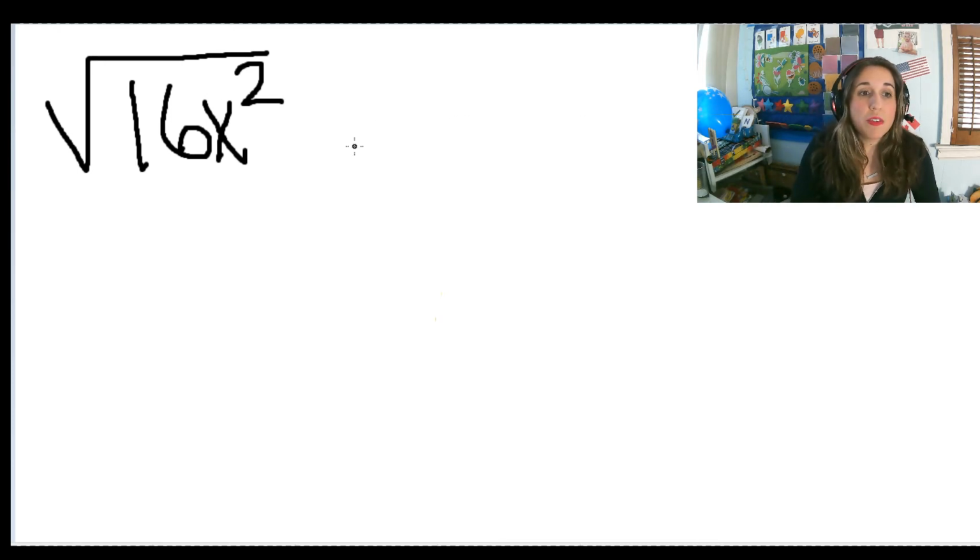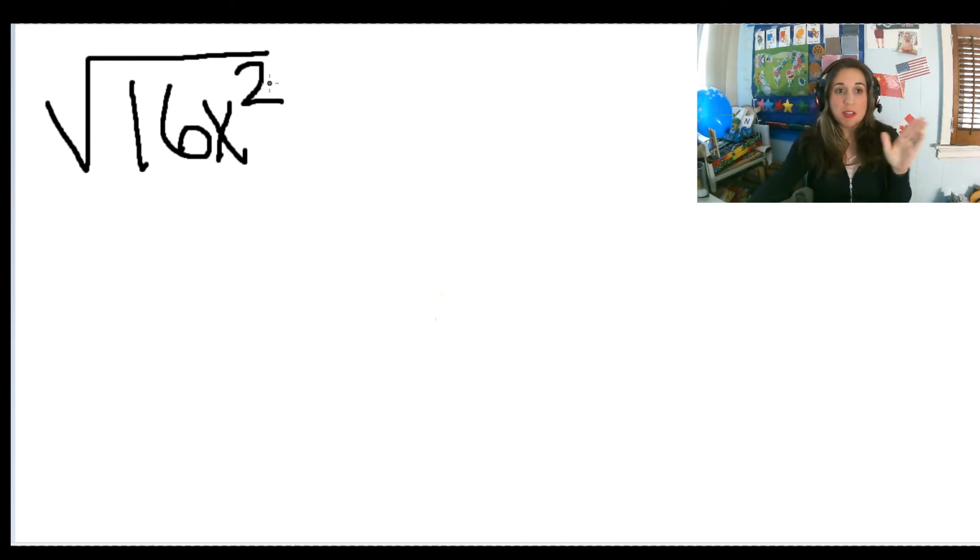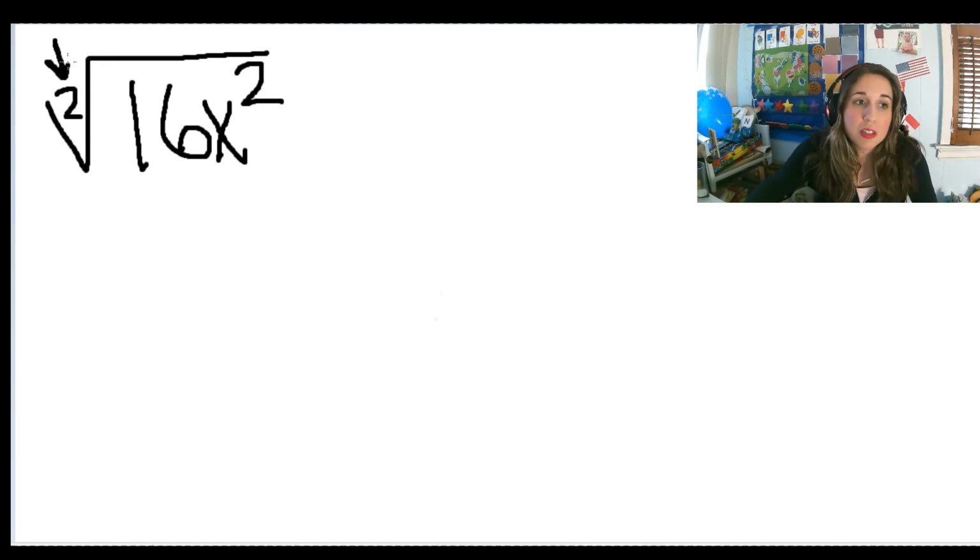I need to figure out what I multiplied together twice, right? Same exact thing. What did I have 2 copies of? Remember, the index here is 2. It's that invisible 2 that we have in square roots. What did I multiply together 2 copies of to give me 16x squared? Okay, so that's where I'm at here.